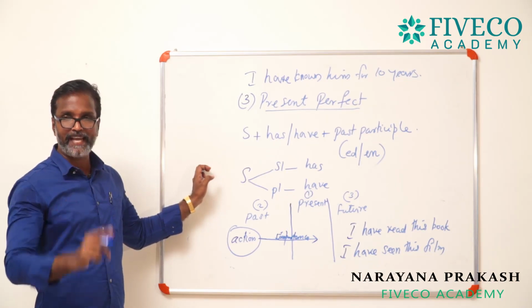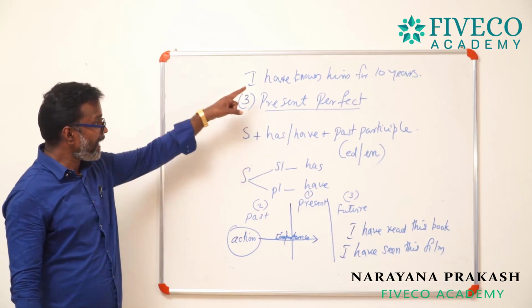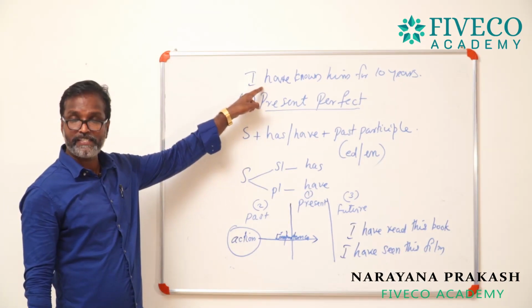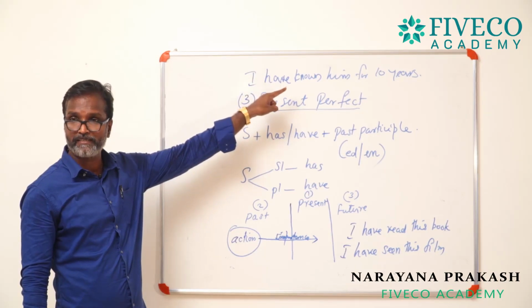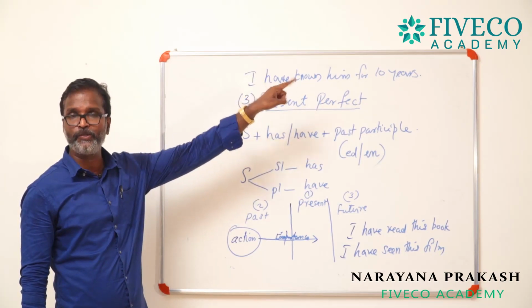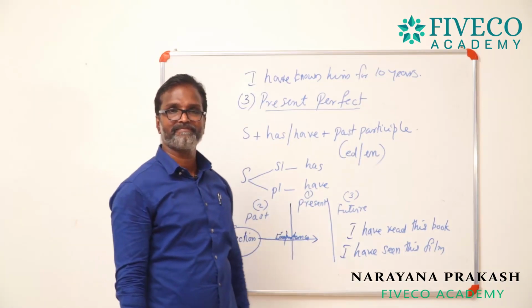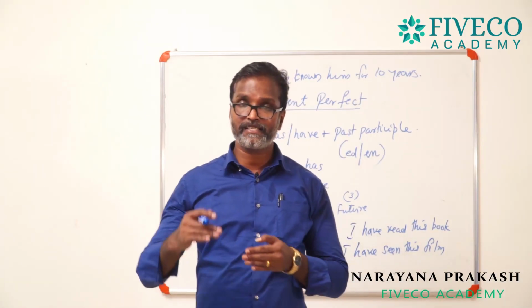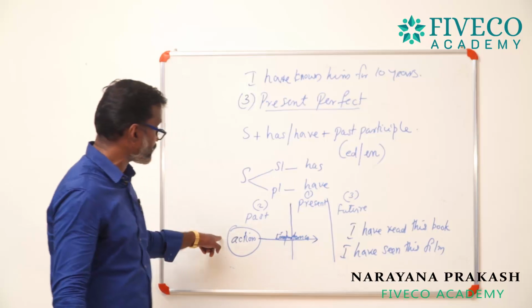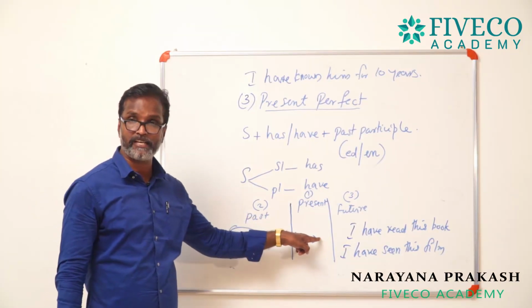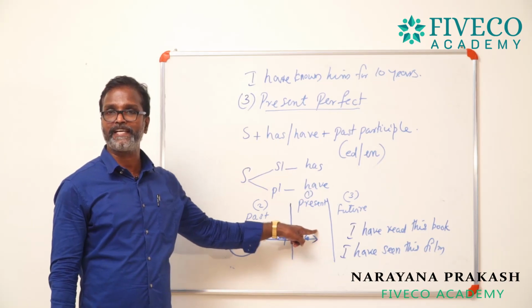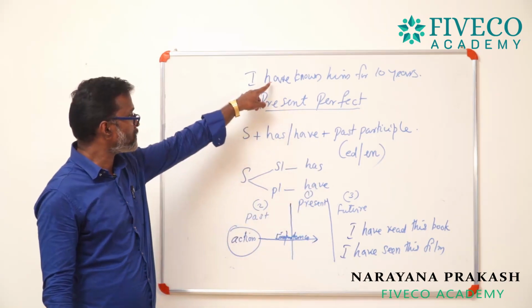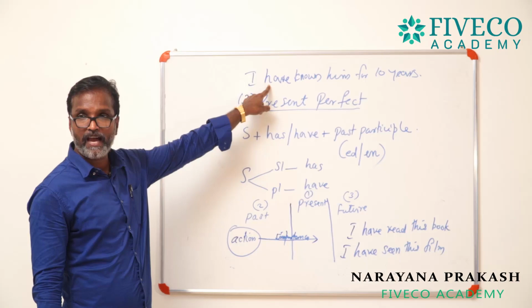So, just analyze the sentence. The action which starts at one point of the past, still it continues to the present. The action which starts at one point of the past, still the same action continues through the present. So, in such circumstances you can use this type of sentences. I have known him for 10 years.